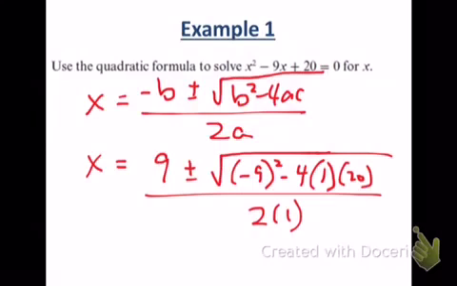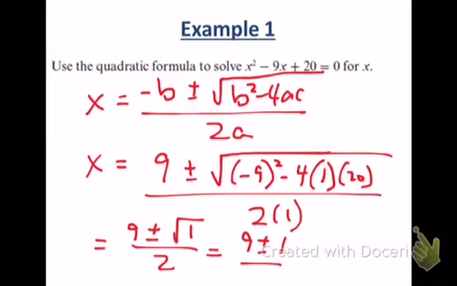Right? 81 minus 80. What is that? 1. So this is 9 plus or minus the square root of 1 over 2. That's 9 plus or minus 1 over 2. Right? What's 9 plus 1? 10. 10 divided by 2 is 5. 9 minus 1 is 8. And 8 divided by 2 is 4. So my two solutions are 5 and 4.